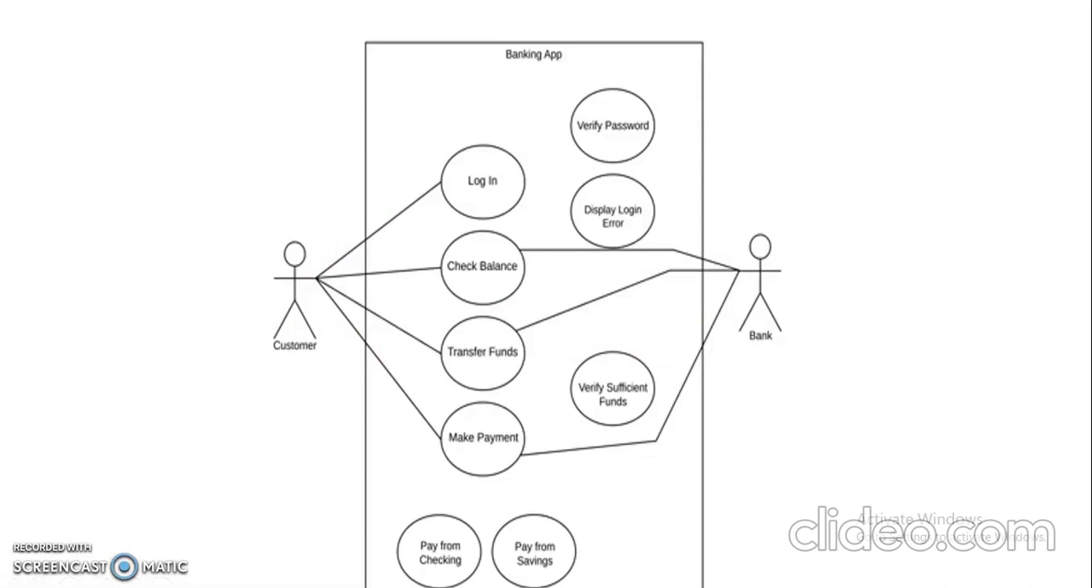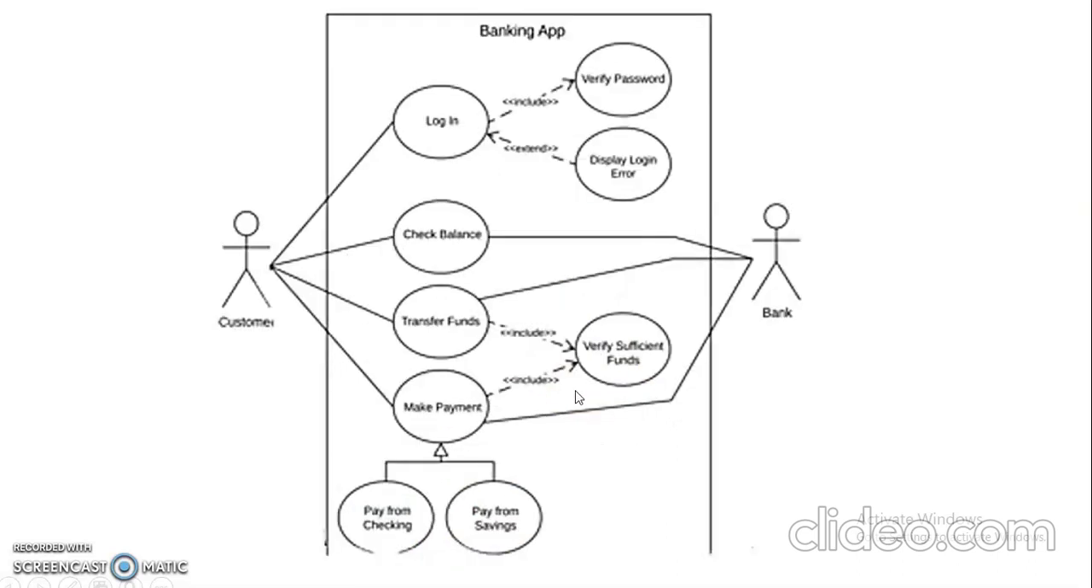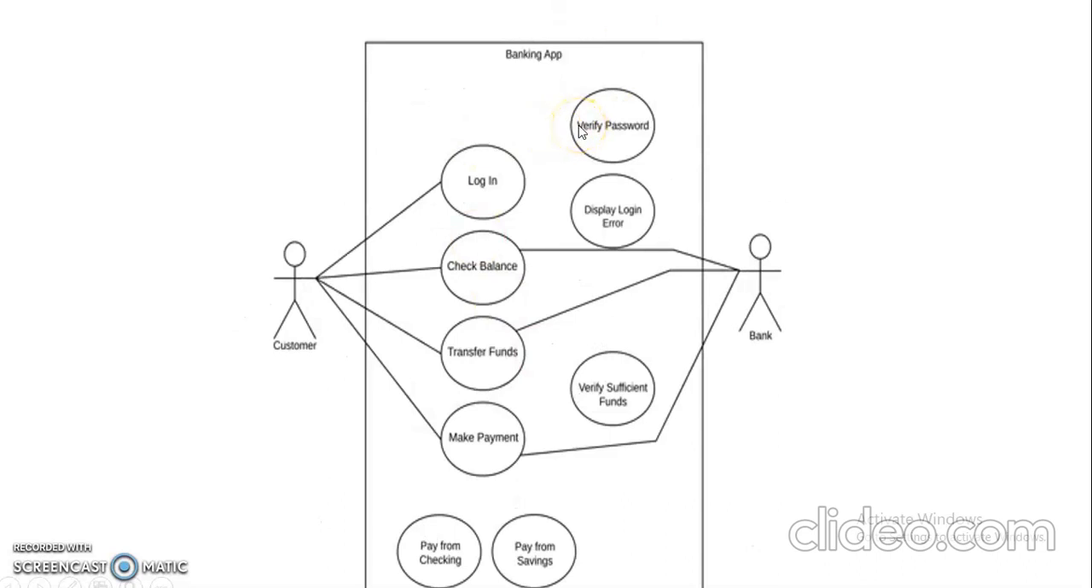Next we are going to see include, extend, and generalization. I have additionally represented 5 use cases here. The use case names are verify password, display login error, verify sufficient funds, pay from savings, pay from checking. Here, see, whenever the login use case is executed, the verify password will also be executed, right? Assume you are giving a username and password in any application. Whatever password you have given will be checked with the database, and the result will be either login successful or login error. So whenever the login use case is executed, the verify password use case will also be executed.